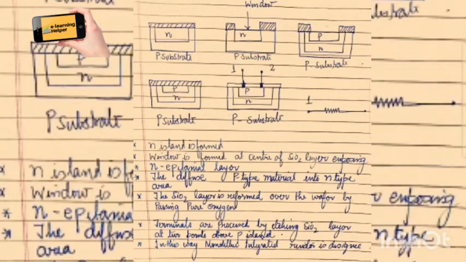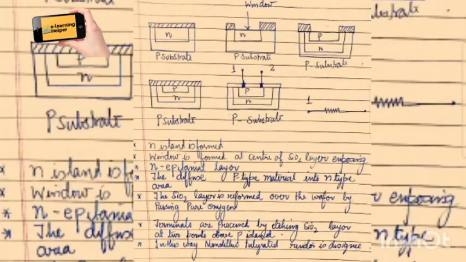Then after this we are going to diffuse the P-type material into the N-type material. Now as you can see, a P well is diffused in the N well region, the diffusion of P-type material into the N-type area. Then the SiO2 layer is reformed over the wafer by passing pure oxygen. The window region is again covered with an SiO2 layer by reacting it with O2.